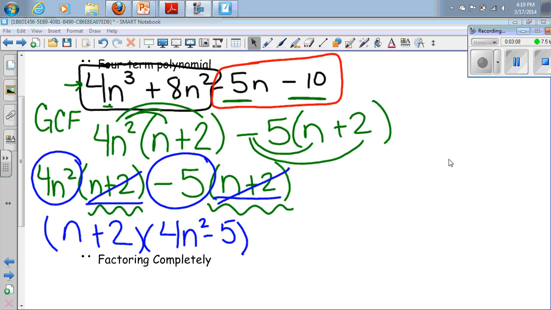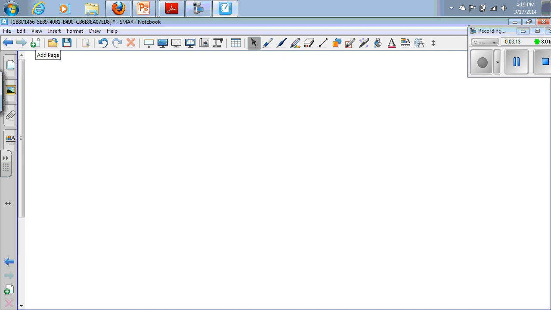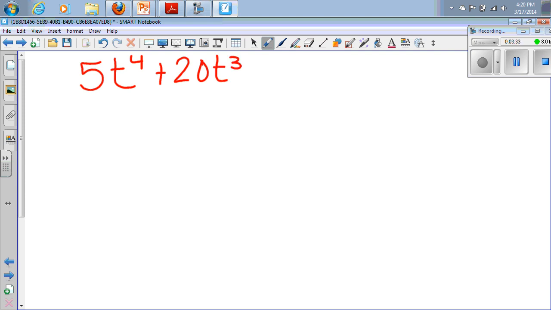Okay, let's try another example. I'm going to go to a clean page here. We're still factoring 4-term polynomials. Let's try 5t to the 4th plus 20t cubed plus 6t plus 24. Remember, we're going to break it into 2 groups here.